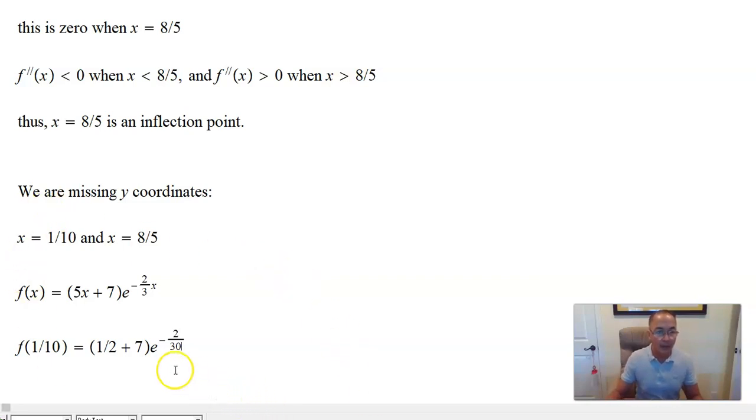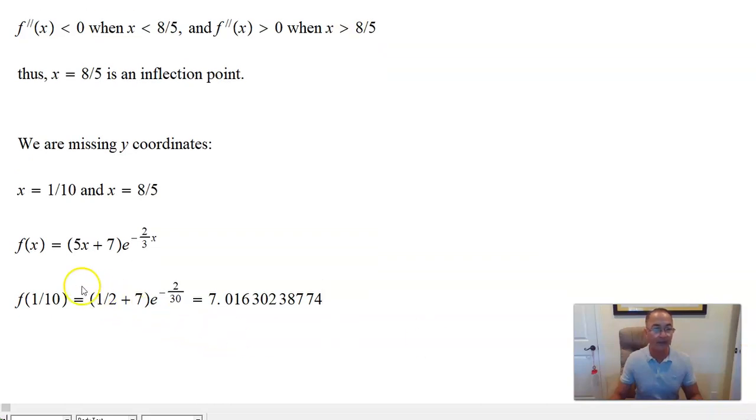So let's see if Maple will compute this for us. I do believe I have some invisible characters there. Oh yeah, it's fine with it. So it's about 7.016, and now we will do it for 8/5.